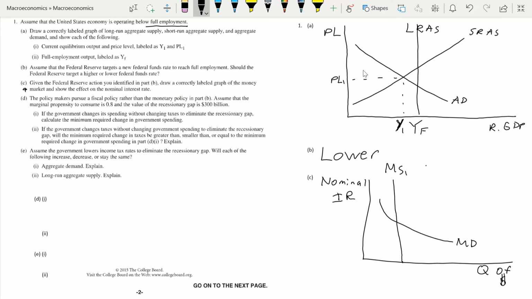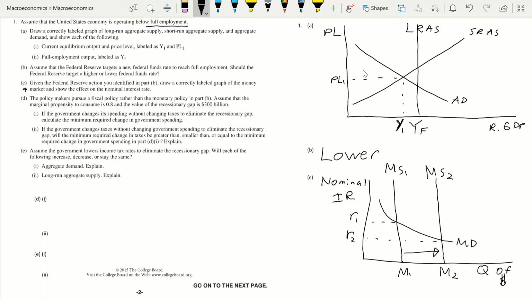Well, post-pandemic, what we did is we increased that money supply by lowering our federal funds rate and increasing the amount of money circulating in the economy, right? So we increased our money supply. So we increased our quantity of money from M1 over to M2. Now, when we did that, we lowered that nominal interest rate, right, from R1, where we were at pre-pandemic, to now post-pandemic, we are at R2, right? So we have a lower nominal interest rate.